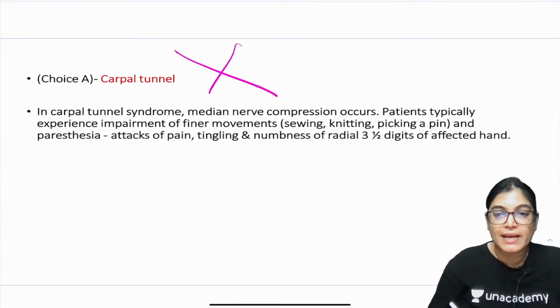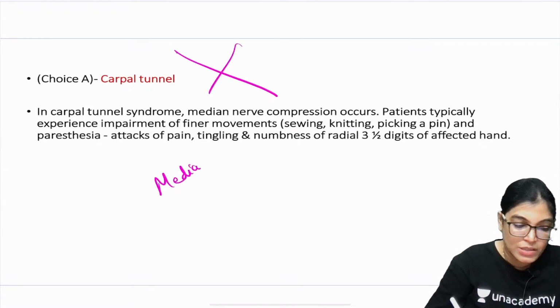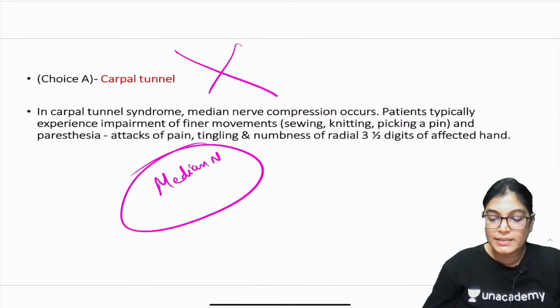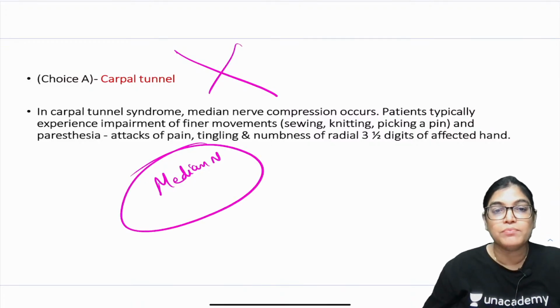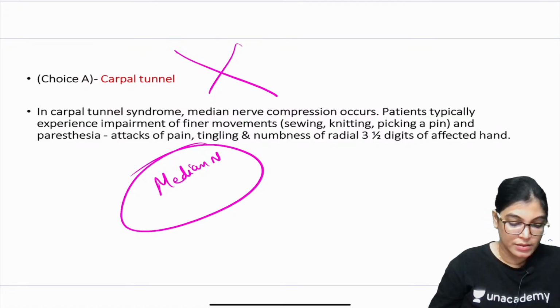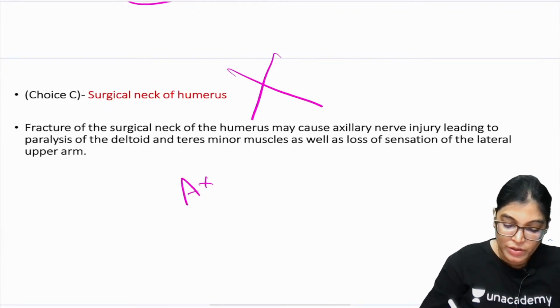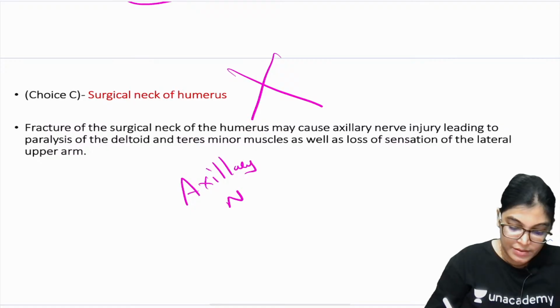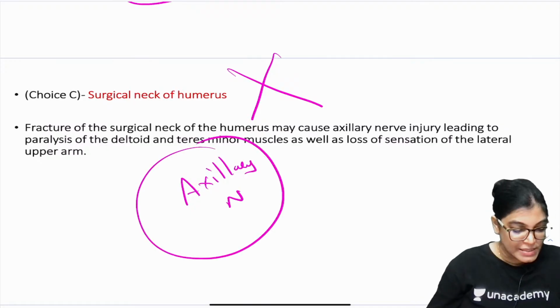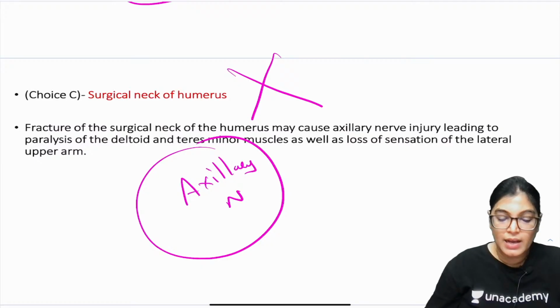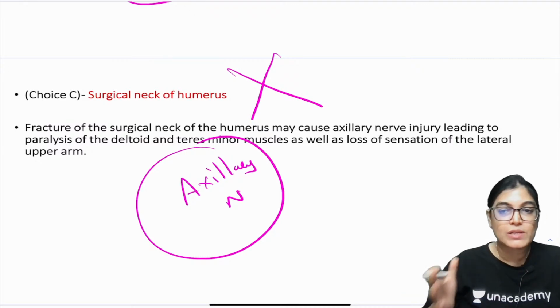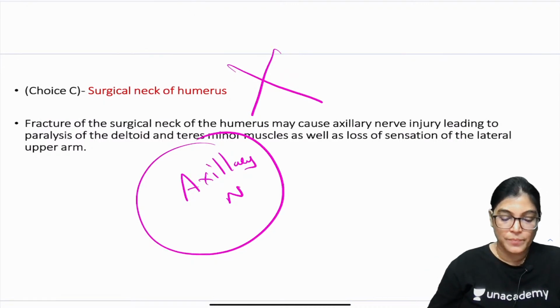Carpal tunnel can't be the right answer because in carpal tunnel the median nerve is involved. Surgical neck of humerus is again not the correct answer because it will lead to involvement of the axillary nerve. The axillary nerve and deltoid muscle will be paralyzed with loss of sensation over the lateral upper aspect of the arm. This was not mentioned, so this can't be the correct answer.